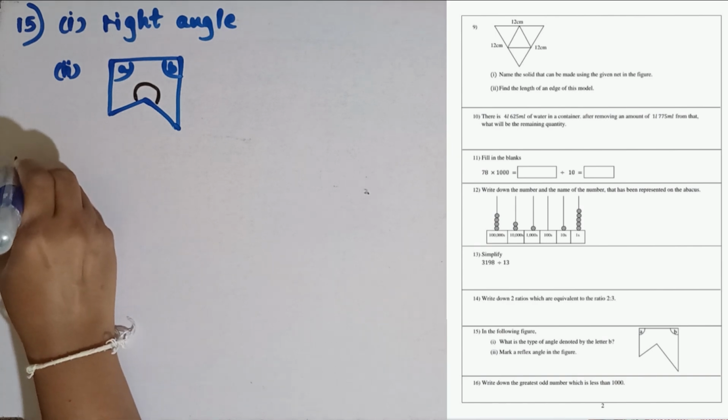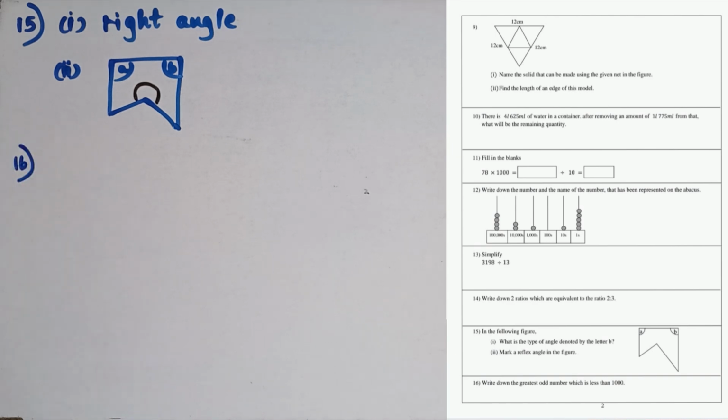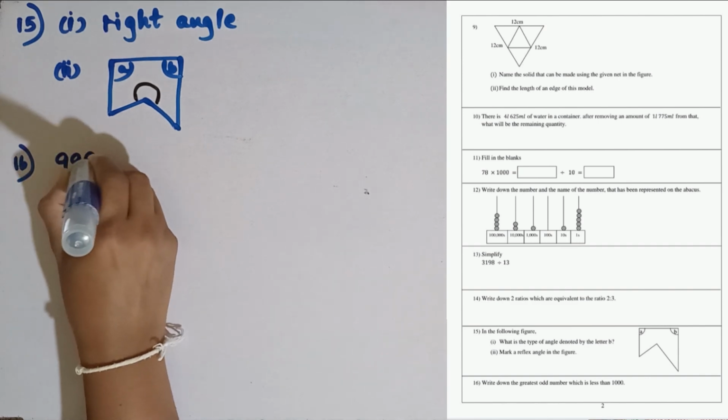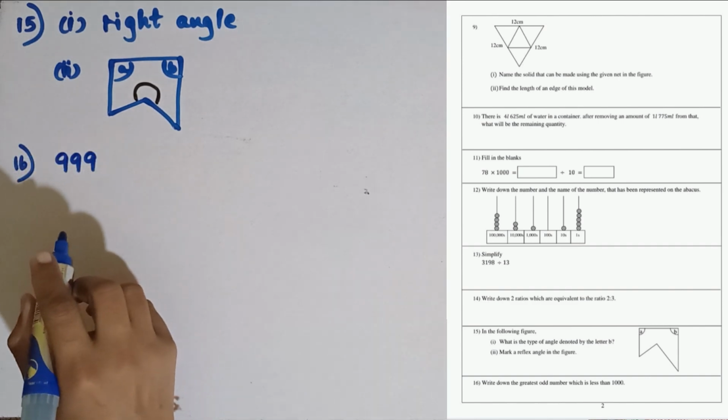Then question number 16. Write down the greatest odd number which is less than 1000. 1000 is an even number. So 1 less than 1000 is an odd number. So 999 is the greatest odd number less than 1000.